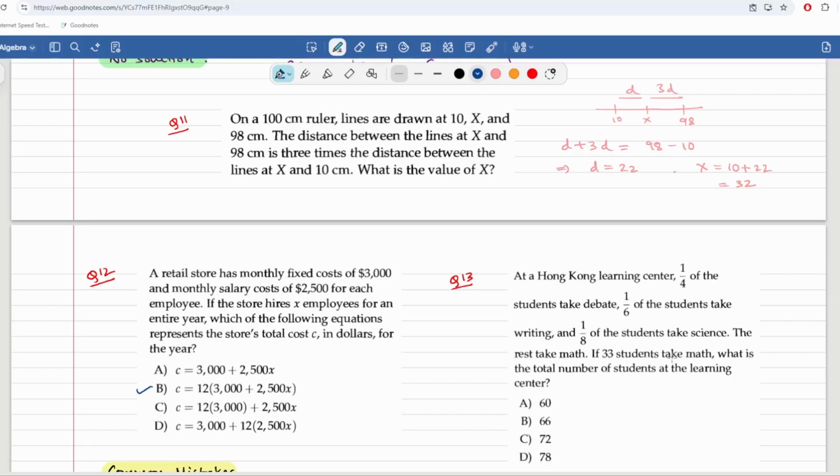Alright. Number 13, at a Hong Kong learning center, 1/4 of the students take debate, 1/6 take writing, and 1/8 take science. The rest take math, 33 take math. What is the total number of students? Plain and simple equation problem. So let the total number be x.